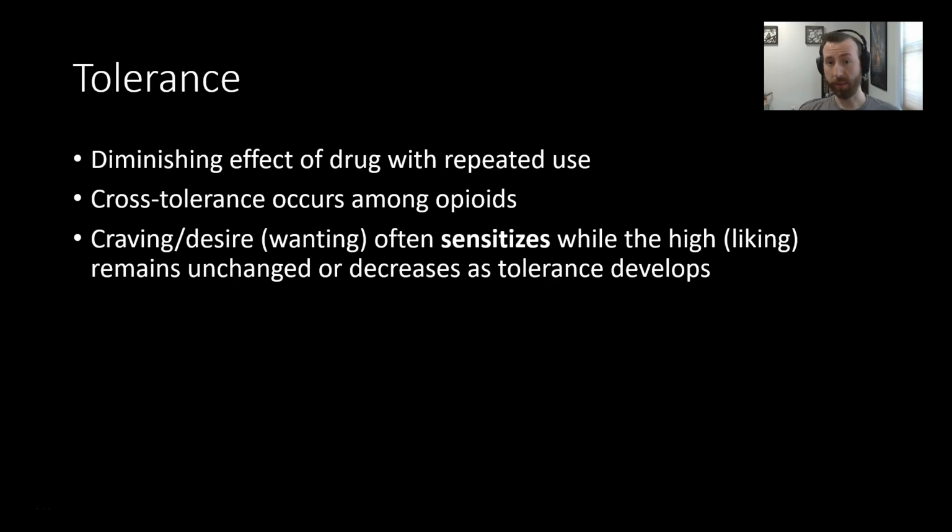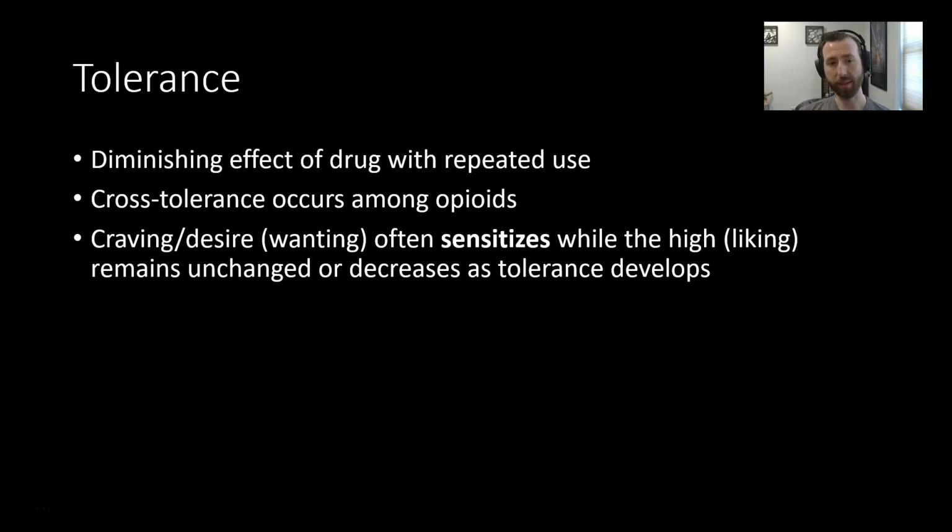So first, tolerance. This is, as we've talked about in previous units, the diminishing effect of a drug with repeated use. Specifically talking about opioids, we can get cross-tolerance among different opioid drugs. So using one opioid drug like morphine will increase your tolerance for heroin or something similar. Because these drugs act on similar mechanisms and are metabolized by similar means, tolerance in one drug will promote tolerance to the family of drugs.